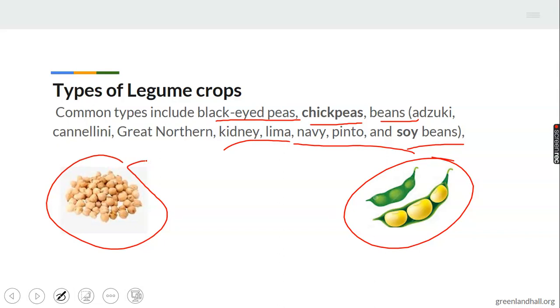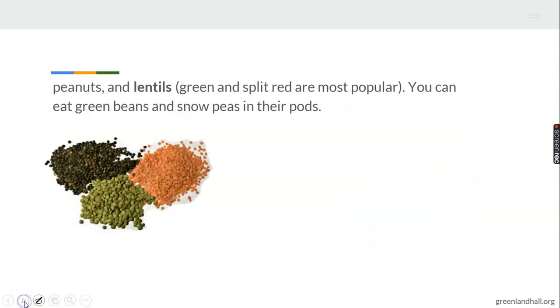Crops are planted. So they go to the ground and they plant them and they come out as seedlings for human consumption as it requires. Under legume crops also we have the peanuts, we have lentils. It's also popular, we know that lentils, and you can eat green bean and snow pea in their pods. Remember, in their pods, that means they are not fully matured yet, but we can eat them at that stage. So we'll move forward to the next slide.